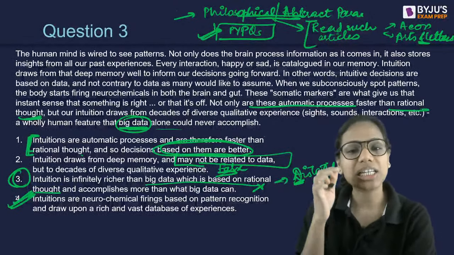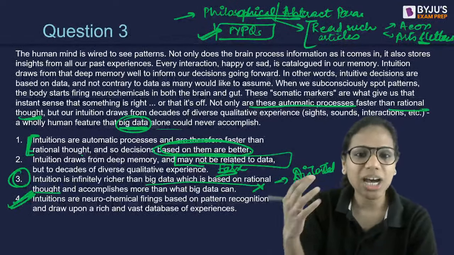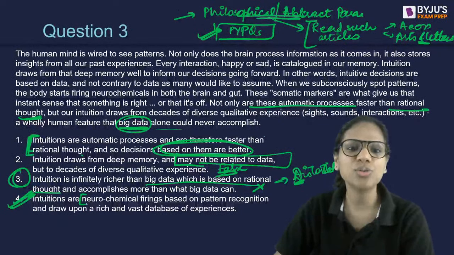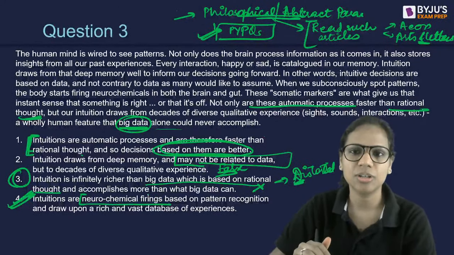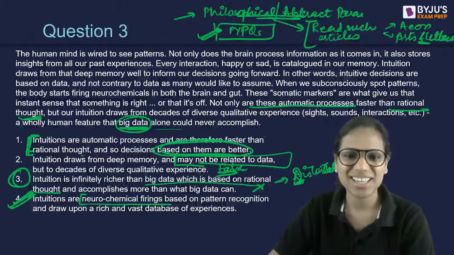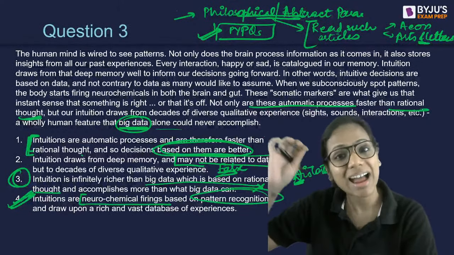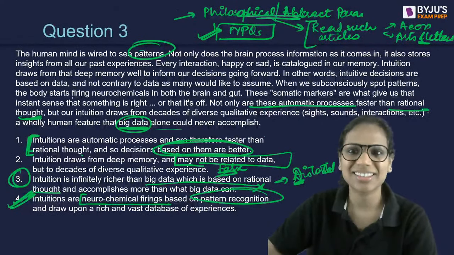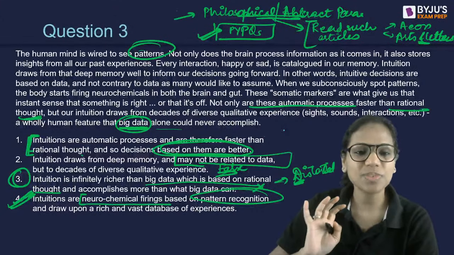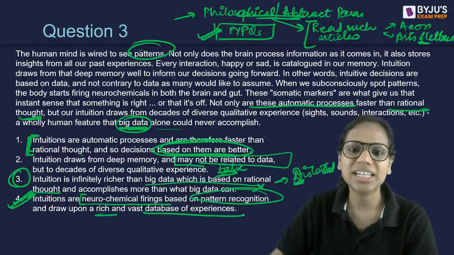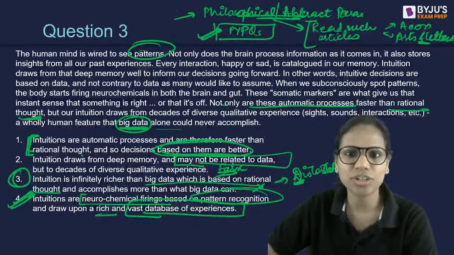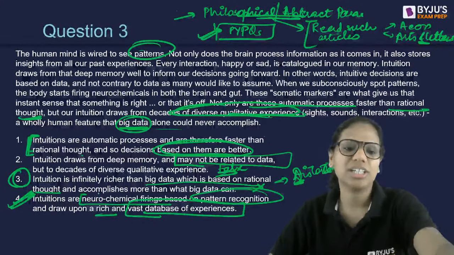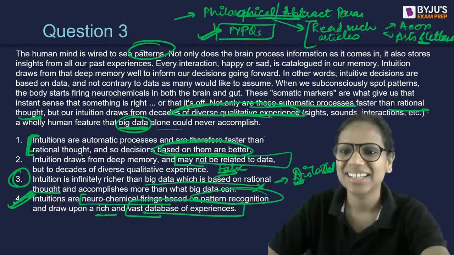Moreover, 4 is covering each and every essential. So even without this explicit comparison that I'm making, you realize that 4 is a better answer, because it first tells you how the author has defined intuition, that it's these neurochemical firings based on pattern recognition. The word pattern had to be there in the para summary, because it's all about spotting and recognizing patterns, right? This is given later on also. And draw upon a rich and vast database of experiences. This part is also important, that it derives diverse qualitative experiences. So absolutely correct. 4 is the answer here.